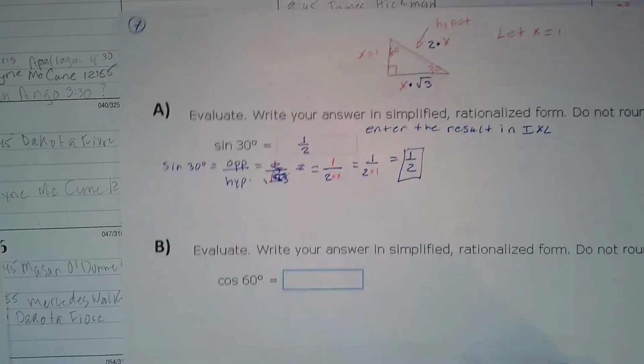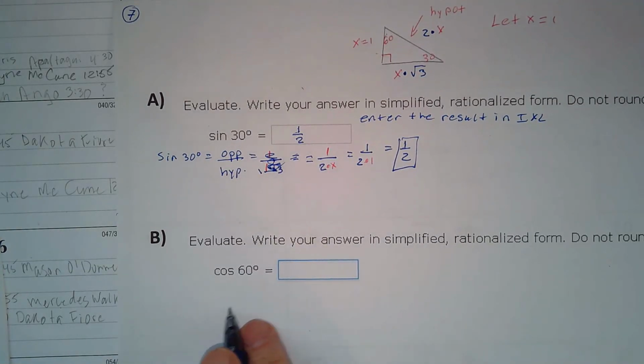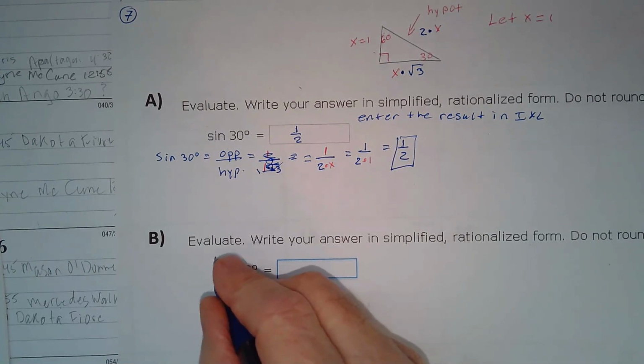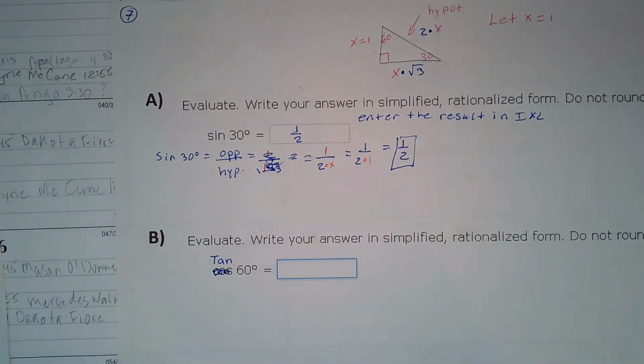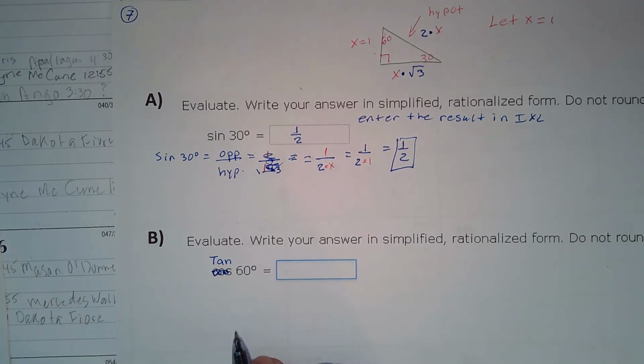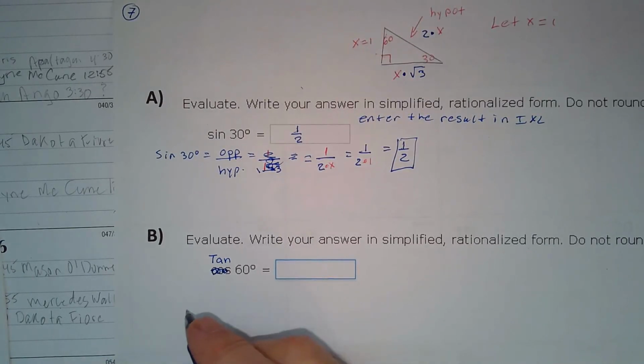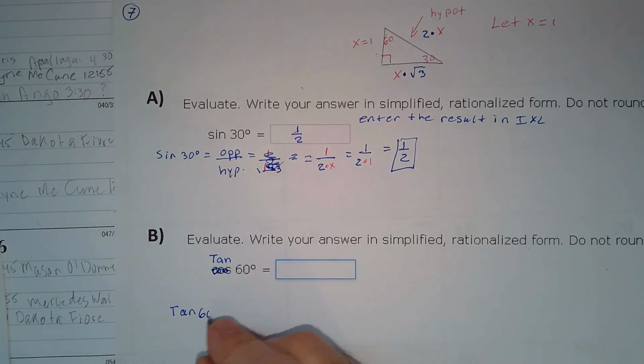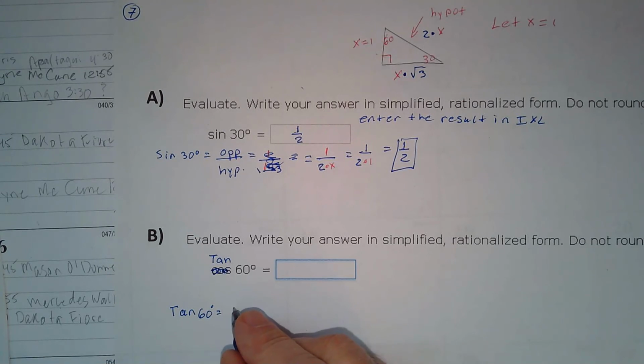All right. Now, lastly, we're going to evaluate the cosine. I'm sorry, not the cosine, the tangent. The tangent of 60 degrees. I want to do a little different. So the tangent of 60 degrees we haven't done before for 30-60-90 degree triangles, is what I should say. The tangent of 60 degrees equals opposite over adjacent.